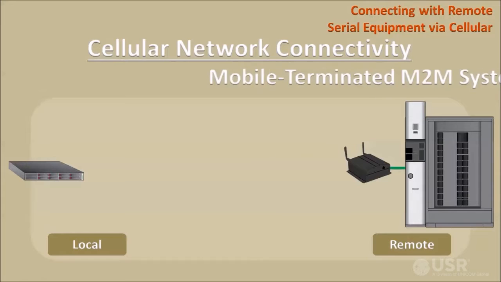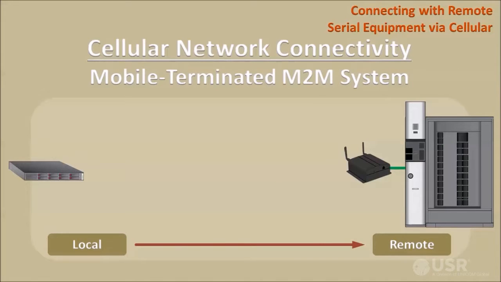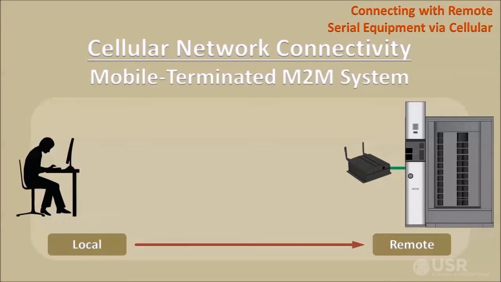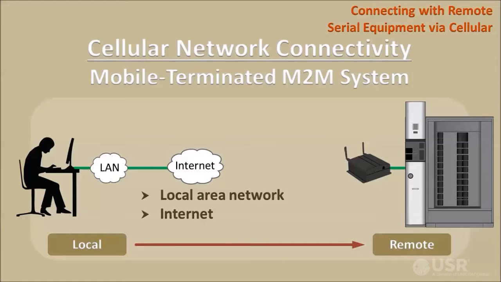For a mobile-terminated system, the local host initiates connections to the remote sites. The local host may be an application running on a server, or it may be a manually operated terminal. The local host first connects to a local area network, which gives it access to the Internet. The local area network will undoubtedly have a firewall to protect it from threats on the Internet. For a mobile-terminated system, the local host normally has a dynamic IP address on the local network.